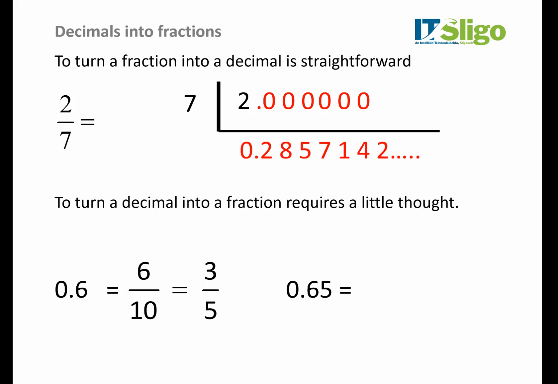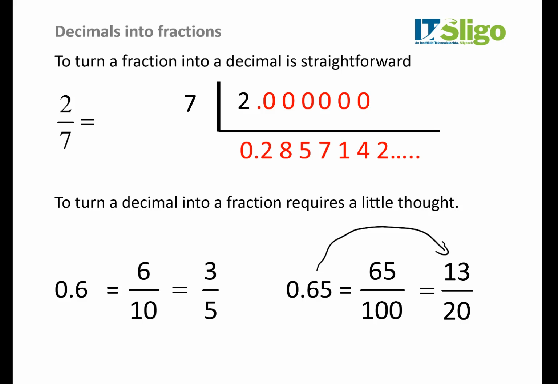Now say if we had 2 decimal places. Now really again, we can write this over 1. But if we want to get rid of all the decimal points, we need to multiply the bottom by 100 and the top by 100. And that's what gives us this fraction. And now we can cancel top and bottom. 5 will go into the top, 5 will go into the bottom. And that's 0.65 written as a fraction.